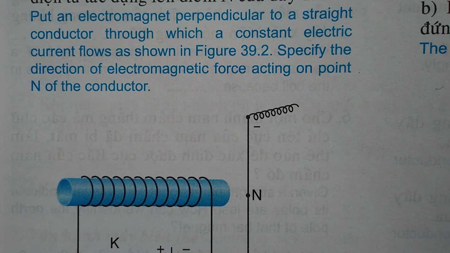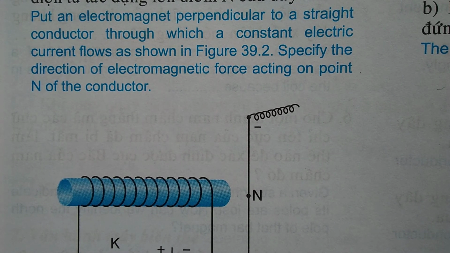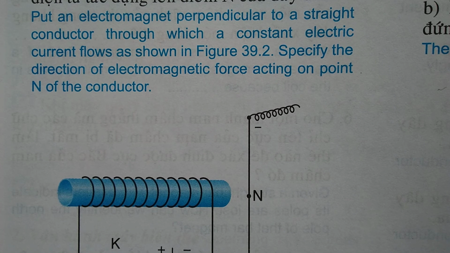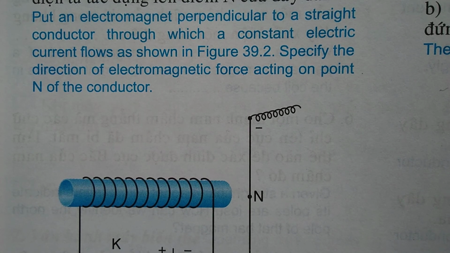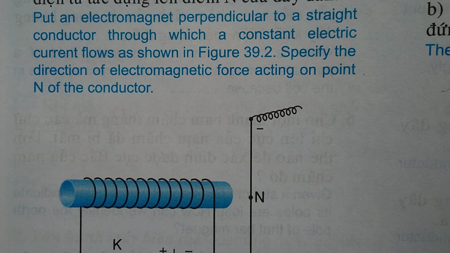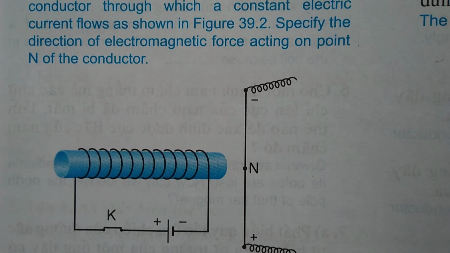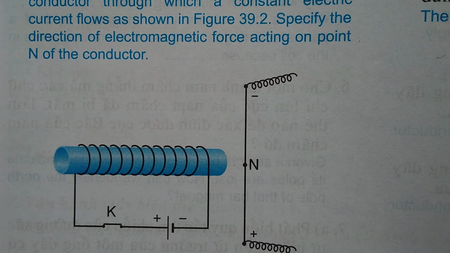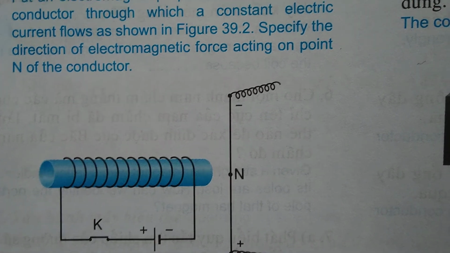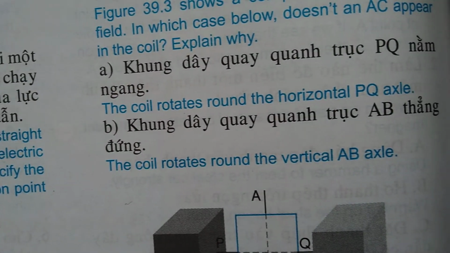Put an electromagnet perpendicular to a straight conductor through which a constant electric current flows as shown in figure 39.2. Specify the direction. Never mind. Wrong.